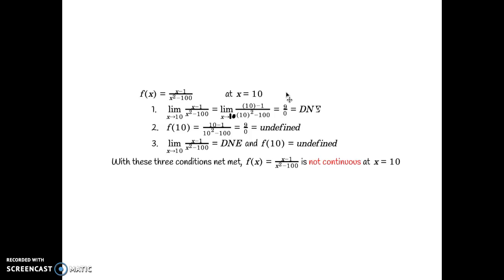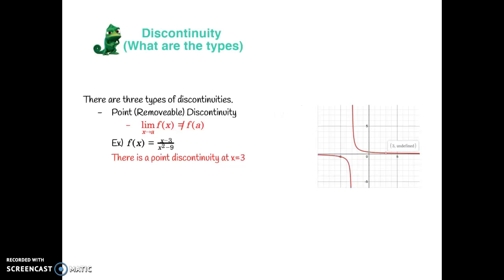Let's take a look at this example. We're trying to find if this function is continuous at x equals 10. Let's take the limit. We plug in 10 and we get 9 over 0, which does not exist. Then let's try to find f of 10, which is 10 minus 1 over 10 squared minus 100, so 9 over 0, undefined. Since these two are both undefined, they're not going to be equal to each other, and since they are undefined, they do not exist. So the function is not continuous at x equals 10.